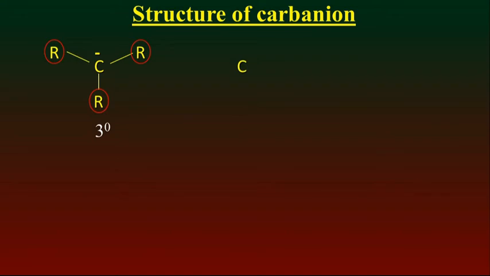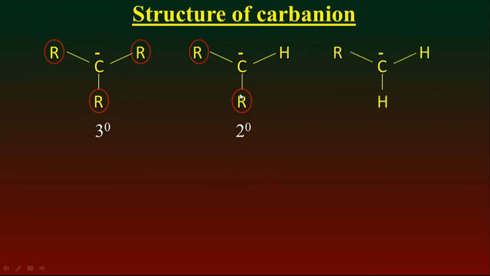And in the next one, we see that the negative carbon atom contains 2 alkyl groups and 1 hydrogen atom, so it is called 2 degree or secondary carbanion. And the next one, the negative carbon atom contains 1 alkyl group and 2 hydrogen atoms, so it is known as 1 degree carbanion.